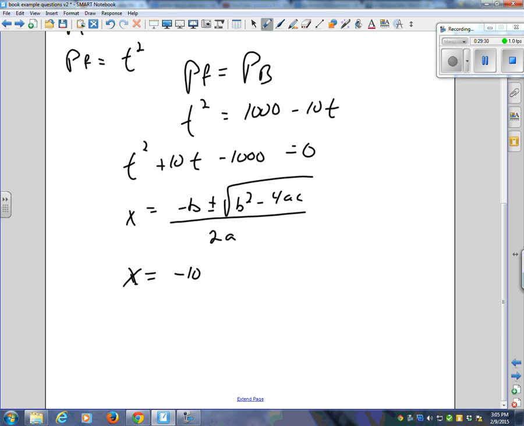Minus 10 plus or minus the square root of b squared, which is 10 squared, minus 4 times a, which is 1, times c, which is, now does it matter if it's minus 1,000? Yeah. It matters huge.